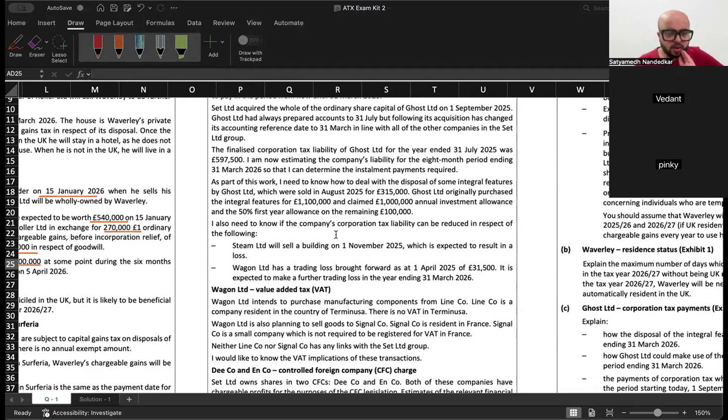Now, let's talk about the integral features, the disposal of the integral features. Now there is an AIA that has been claimed and there is a 50% FIA that has been claimed. Now when this 50% FIA is claimed, how exactly are you supposed to deal with the loss? That is our first topic of discussion: what is different here? There is an FIA that has been claimed. So what will be its impact on our calculations?